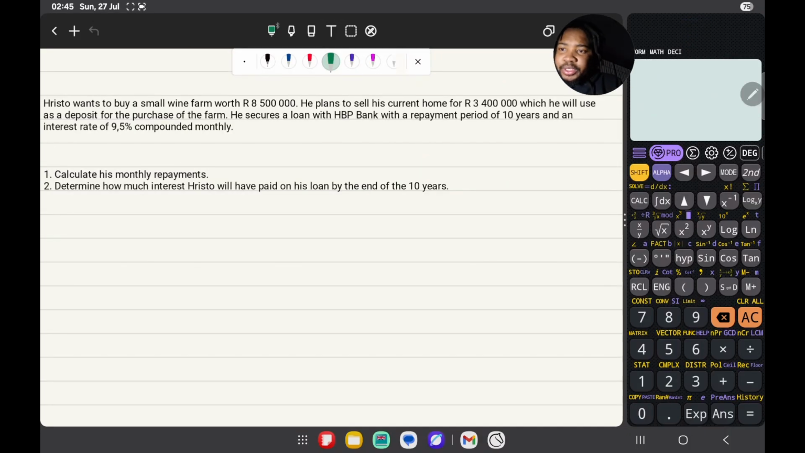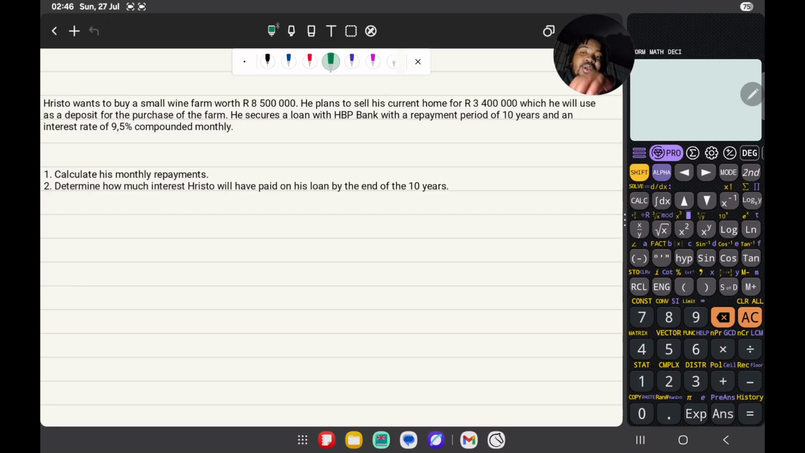Alright guys, so we have a question here. He wants to buy a small farm, and it costs 8.5 million. So he plans to sell his current home for 3.5 million, which he will use as a deposit to purchase the farm. He secures a loan with the bank to repay over a 10-year period, with interest charged and compounded monthly. Cool. So calculate the monthly repayment.